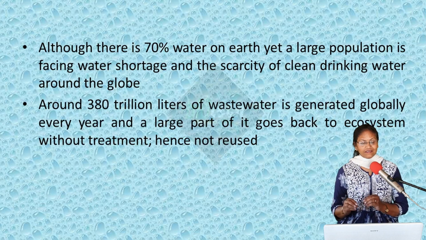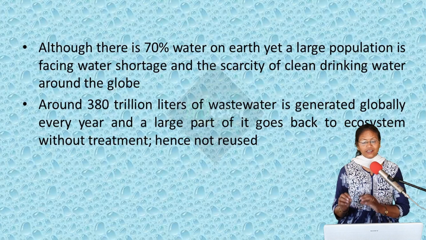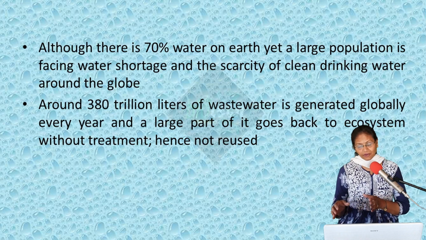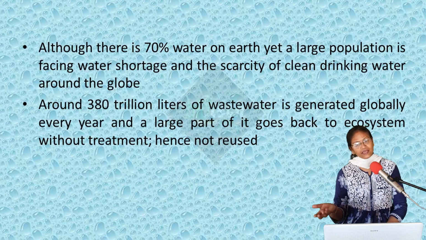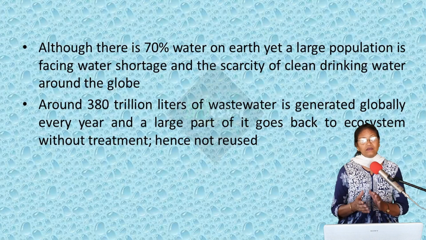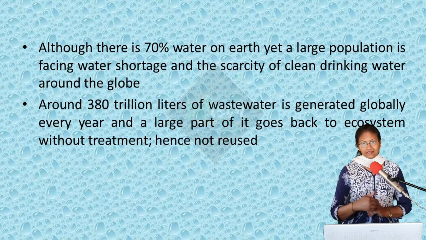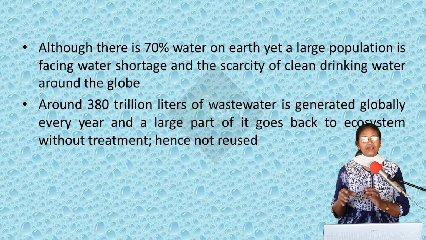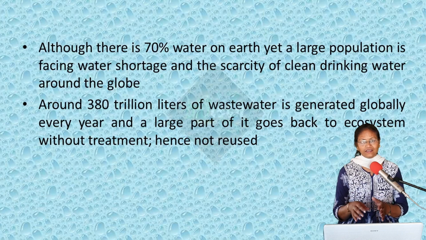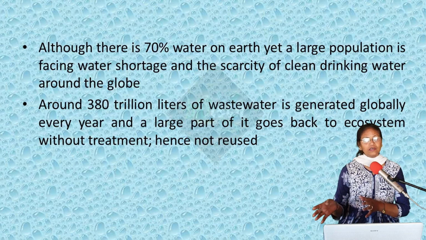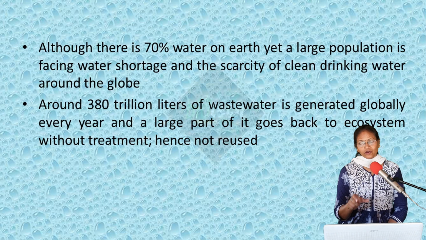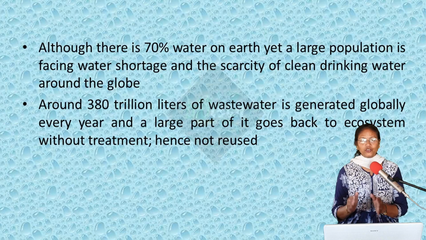Another fact is that around 380 trillion liters of wastewater is generated globally every year, and a large part of this wastewater goes back to the ecosystem without treatment. So, one thing is that all that water is wasted, and the second thing is that many heavy metals, toxic substances and pollutants are there in the wastewater, and they go directly into the ecosystem, which may hazard the ecosystem. So that is also one problem. Because of all these things, it becomes very important that the wastewater or the sewage should be treated.